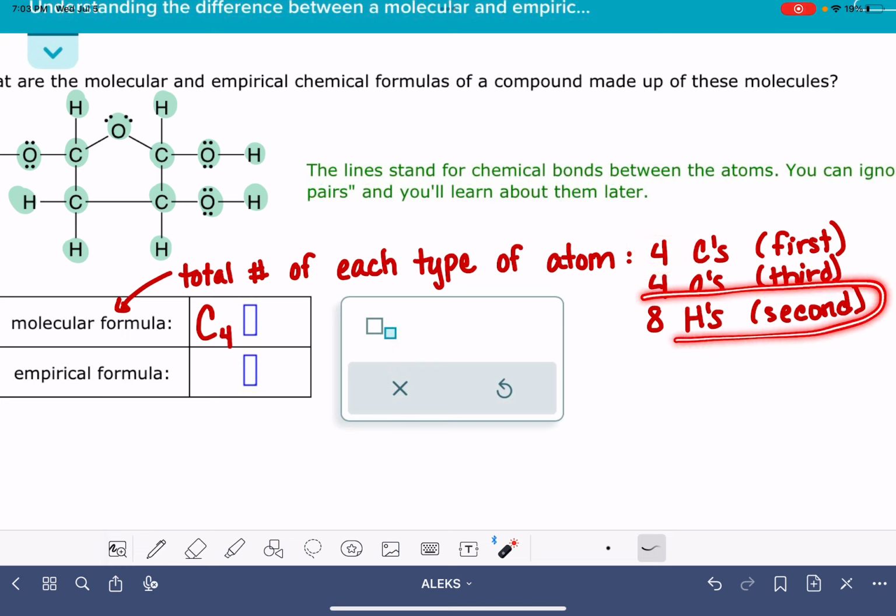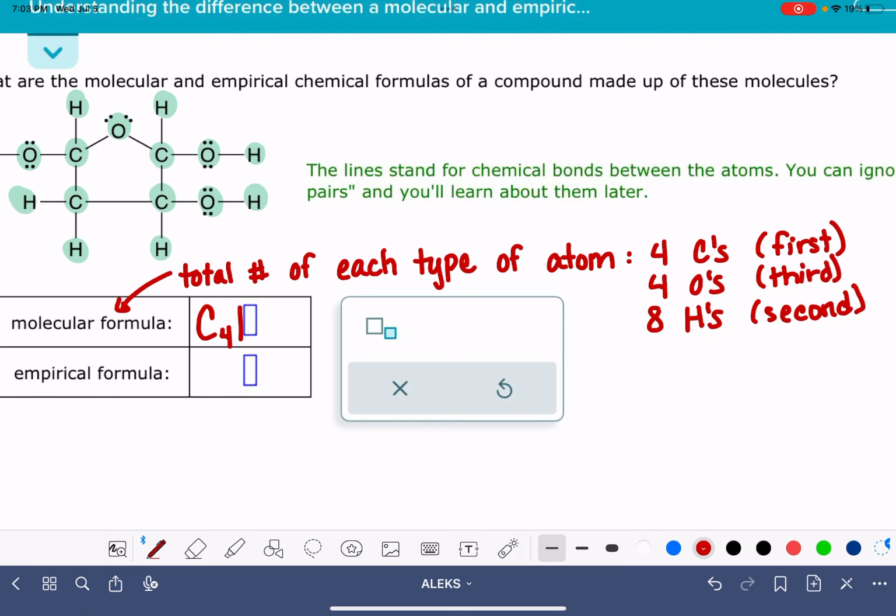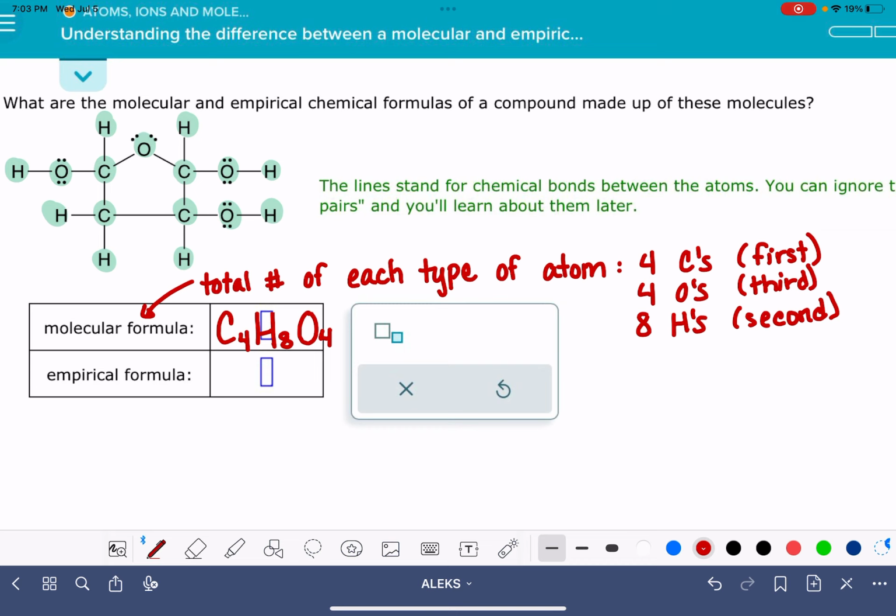Then second, we're going to write the symbol for hydrogen, and we're going to follow that in subscript, the number of hydrogen atoms. And then last, we're going to write the symbol for oxygen, and in subscript notation, we're going to follow up with the number of oxygen. C4H8O4, that is the molecular formula for this particular molecule. Now, the empirical formula is different.